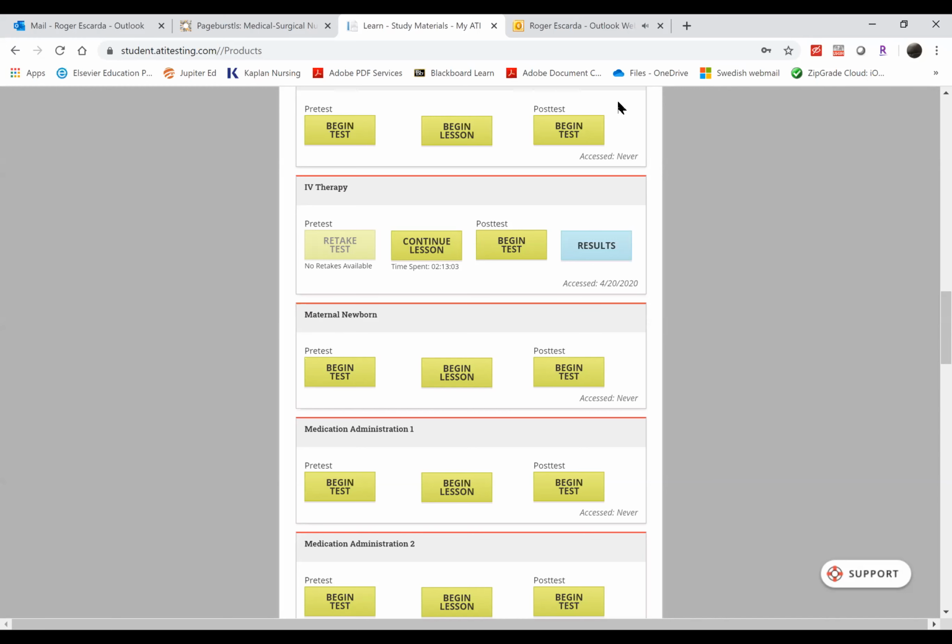Isn't the post-test the same questions? No, I looked at the post test. There are different questions, and the post test you can take again and again, but the pre test is one time.